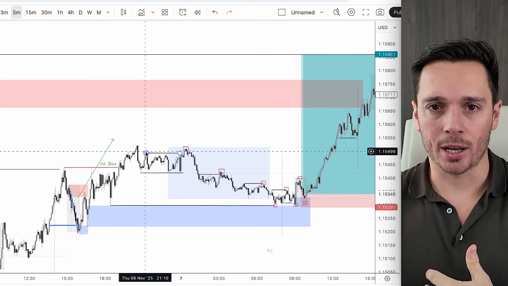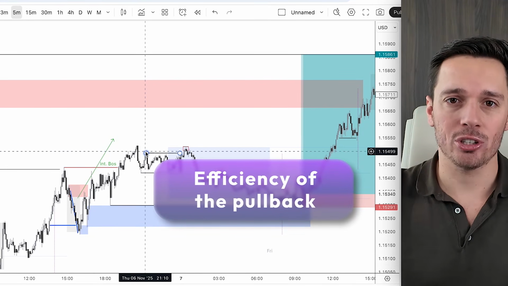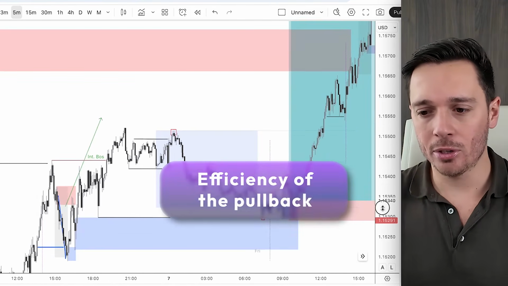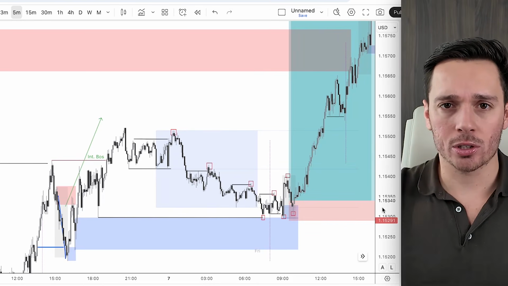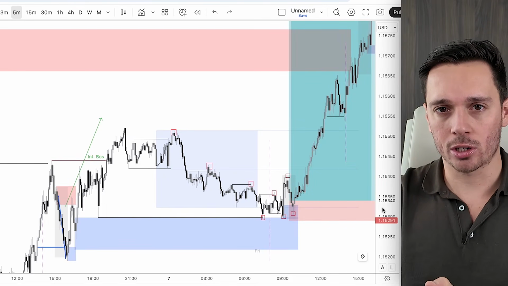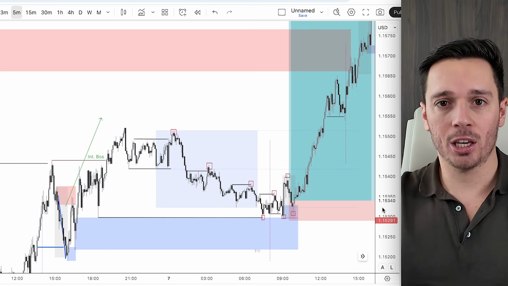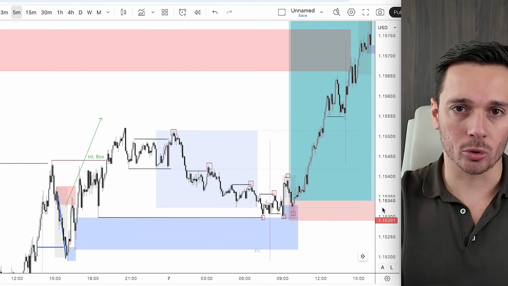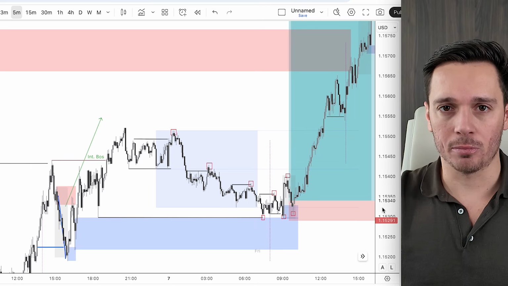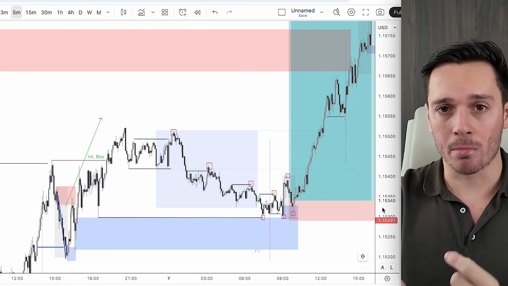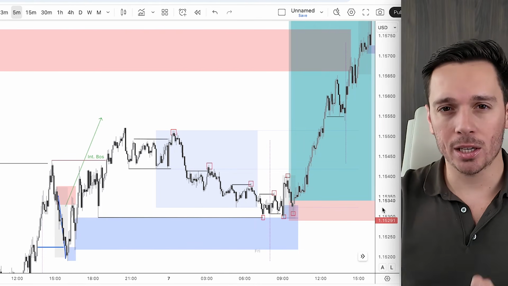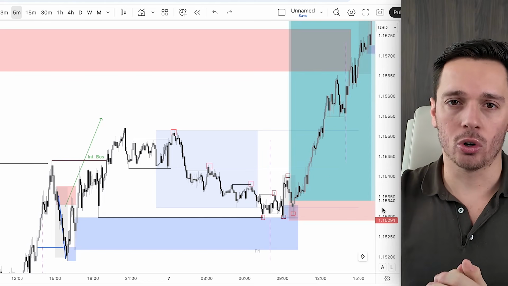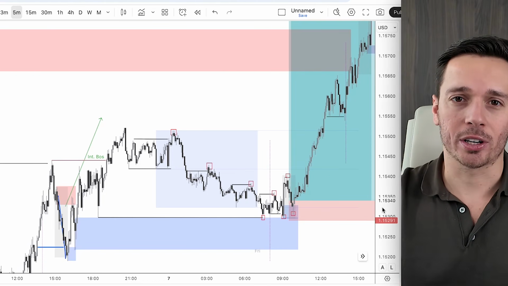And this is the term that I created, called the efficiency of the pullback. Every time that you have market structure, how can I use that market structure efficiently in my favor to always go with momentum? So the key of the efficiency of the pullback is to validate or invalidate certain areas and make sure that we're always going with momentum in our market structure.